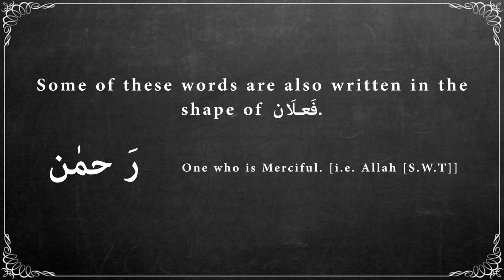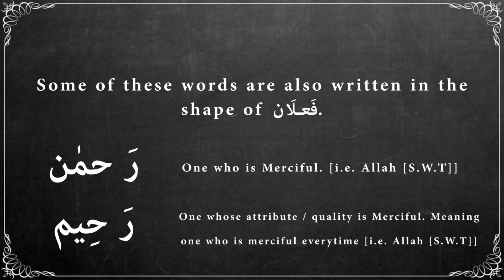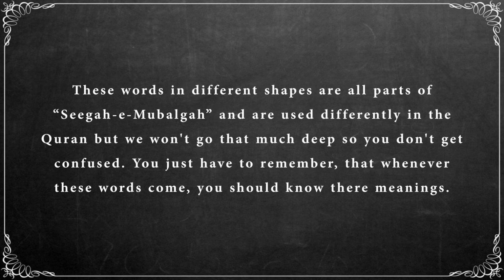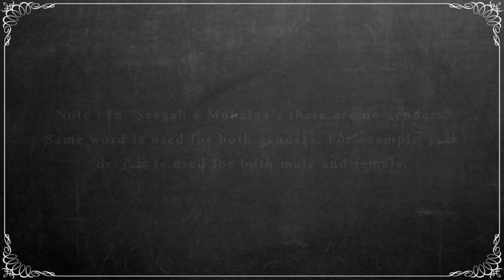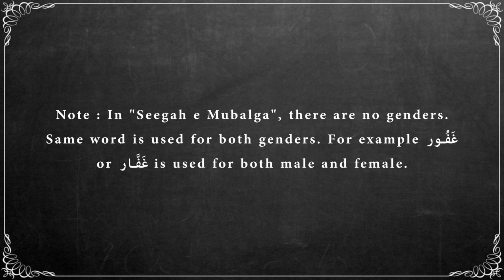رحمن, one who is merciful, comes from the word رحم. These words in different shapes are all parts of صيغة مبالغة, and are used differently in the Quran, but we won't go that much deep so you don't get confused. You just have to remember that whenever these words come, you should know their meanings. Note, in صيغة مبالغة there are no genders. Same word is used for both genders. For example, غافر or غفار is used for both male and female.